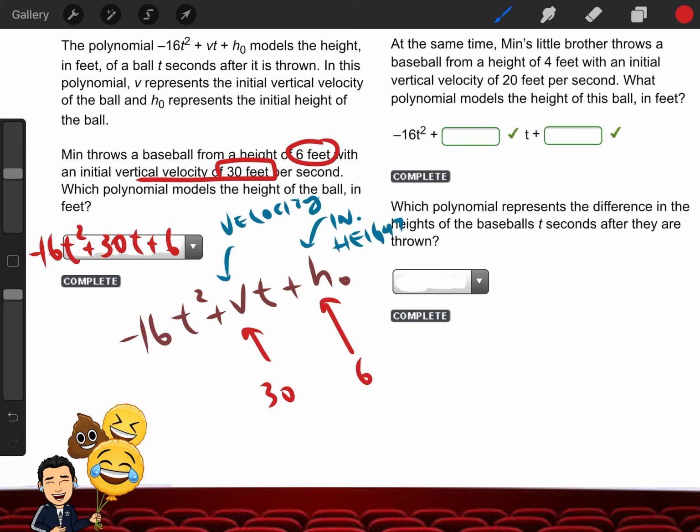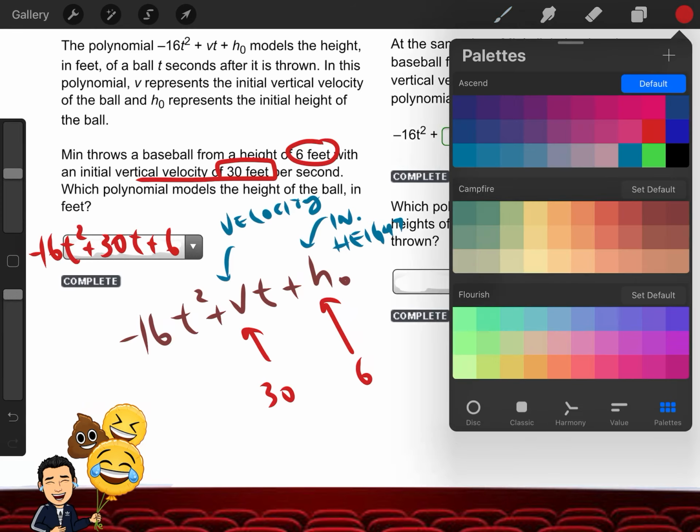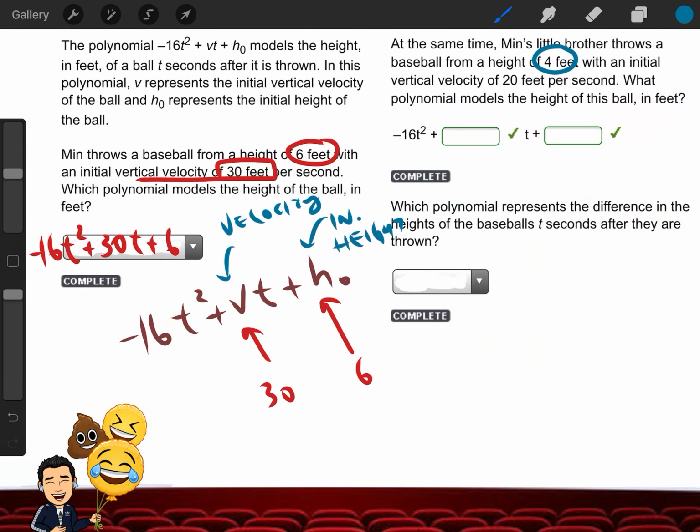For the next one, you just plug in the different values. You plug in 4 for the initial height, and then 20 for the velocity. So you just put 20 here and 4 here. There's no calculation involved.